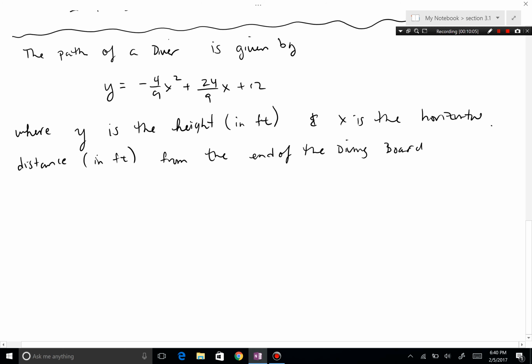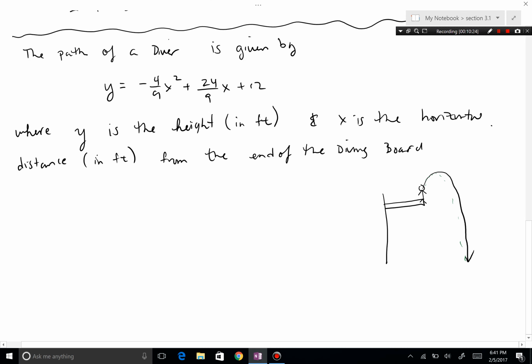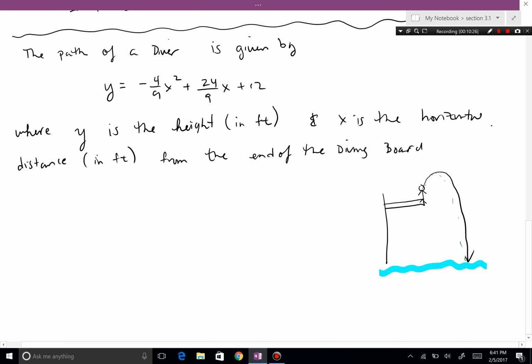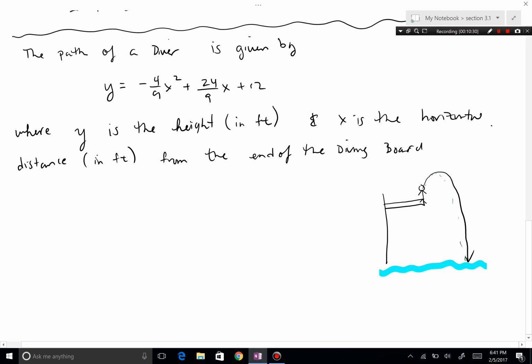So let me give you some context behind this. Here's your diving board. Here's your diver. He's going to jump and do one of these. Looks very quadratic-like, if you will. So he's going to jump, and do one of these, right, and go splash, or not splat, hopefully, but splash in our water. Okay, so it's not that bad. So just got to look at context once again.